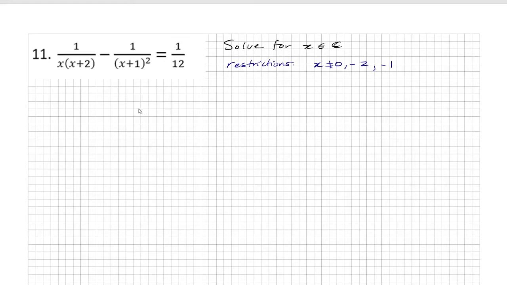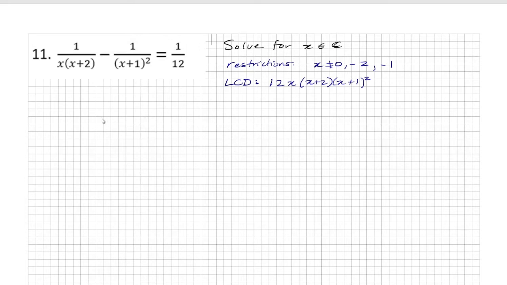The other thing that we can do here is remember that in these rational equations, I want to effectively clear the fractions. And we've done this by multiplying all terms by the lowest common denominator. The easiest way to find the lowest common denominator is to look at the denominators right here and see, okay, I've got x, x plus 2, x plus 1 squared, and 12. So there are no common factors between any of these denominators. They all have unique factors. So I'm just going to multiply them all together: 12, x, x plus 2, x plus 1 squared. So I'm going to multiply all terms in this equation by this, and that will allow me to clear the fractions.